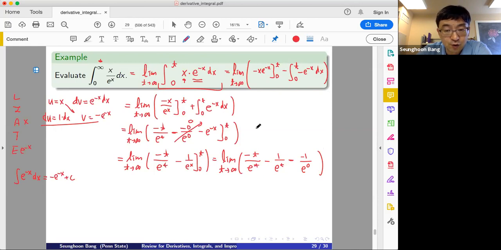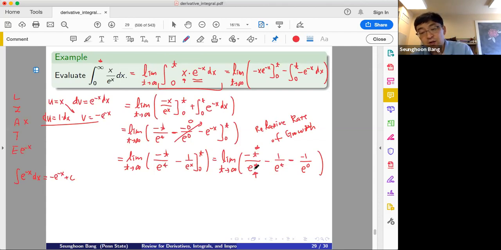You can use relative rate of growth. Which one is growing faster, t or e to the t? Yeah, the bottom one is growing faster. The whole thing is going to 0. The bottom one is going to infinity, and 1 over infinity is 0.